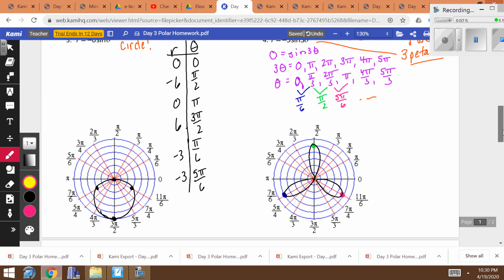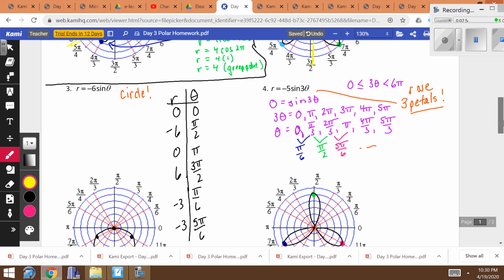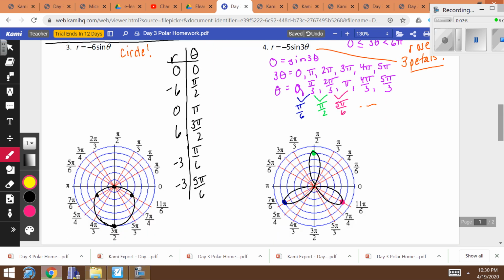Notice number 3, hopefully this one stood out to you. This one did not have a B value, so we know this one is just a plain old circle. Mine is not a great circle. I should maybe fix it, but it is an actual circle on here. Again, I filled out some of my main points here. You wouldn't have to do all of these. At 0 it's 0, and at pi over 2 it's negative 6. Really the pi and the 3 pi over 2 you definitely wouldn't need. I would say those are just repeats there. But then these help us round out our circle.